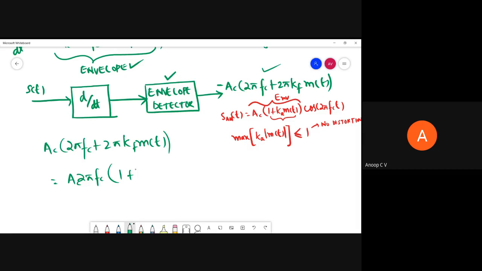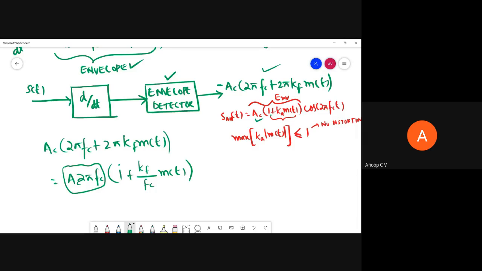So 2 pi and 2 pi will get cancelled, so we'll get kf divided by fc times m of t. So this entire thing, AC times 2 pi fct, corresponds to AC in our standard AM signal. One is there as such, and then instead of Ka, we have Kf by Fc. Kf by Fc we can see as the amplitude sensitivity of this particular signal, which can be compared to AM.